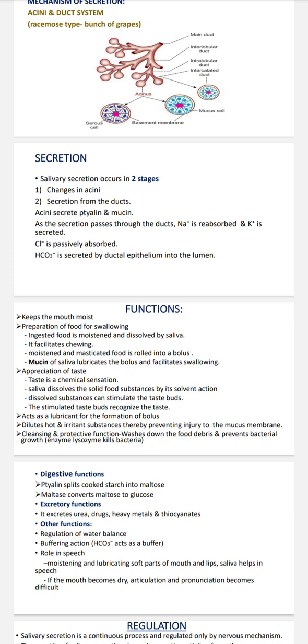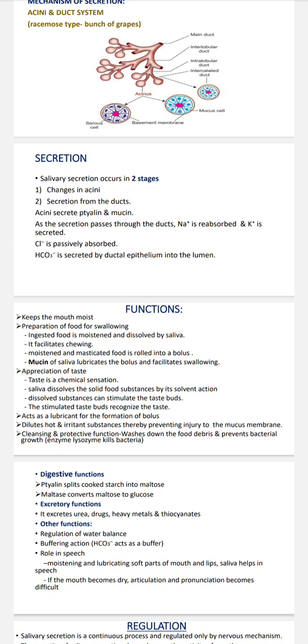Now, the functions of saliva. It keeps the mouth moist and prepares food for swallowing. The ingested food is moistened and dissolved by the saliva. It facilitates chewing. Moistened and masticated food is rolled into a bolus, and the mucin present in the saliva lubricates the bolus and helps to facilitate swallowing.